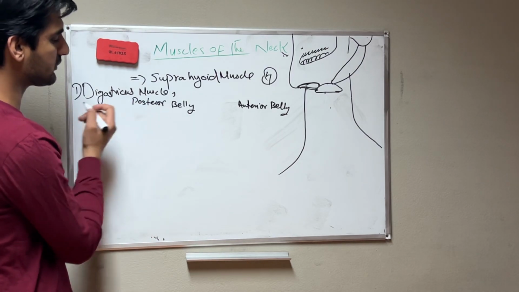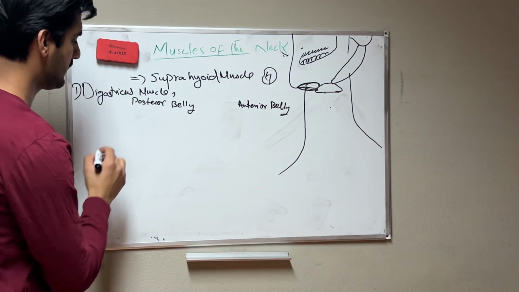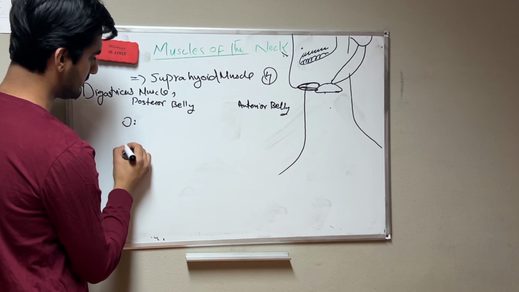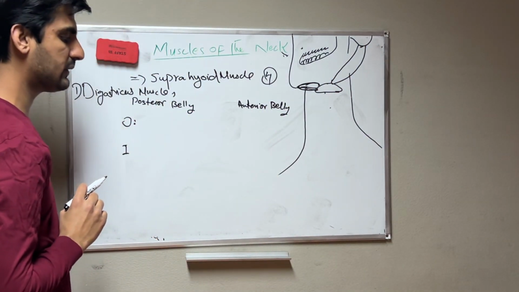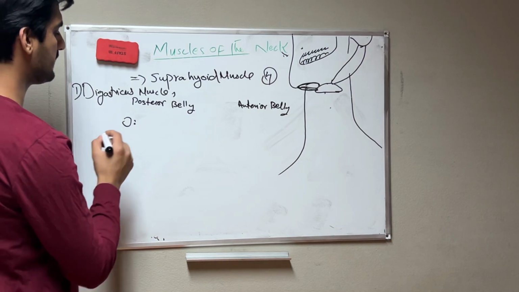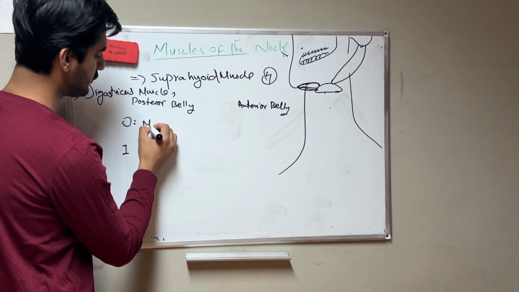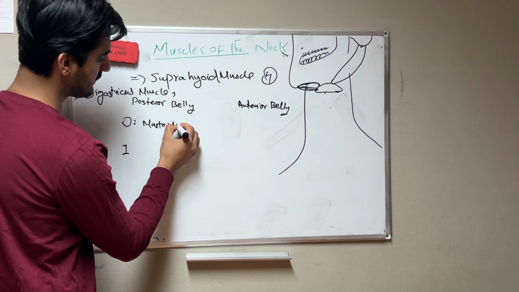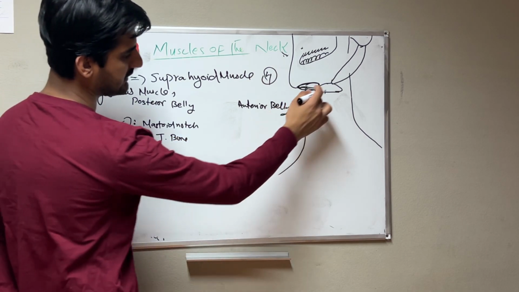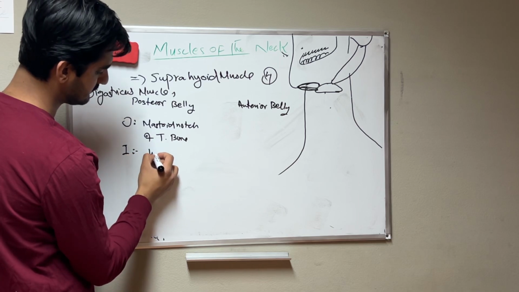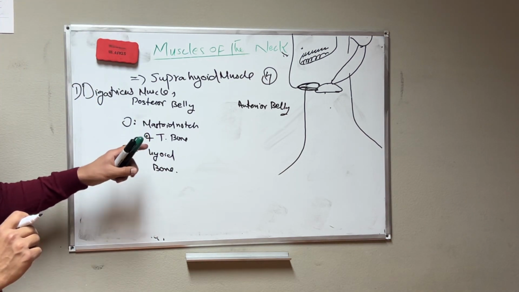First we have the digastric muscle, which, as I told you, has two bellies. This one is the posterior belly and this is the anterior belly. If we talk about the origin and insertion of the posterior belly, here you have, if you remember, the mastoid notch. It means the origin of the posterior belly of the digastric muscle is the mastoid notch of the temporal bone, and it is inserted into the hyoid bone. These are the origin and insertion of only the posterior belly.